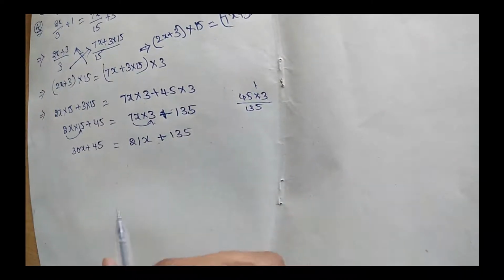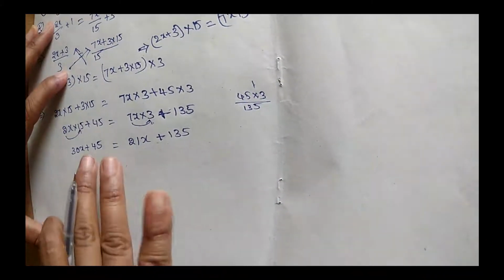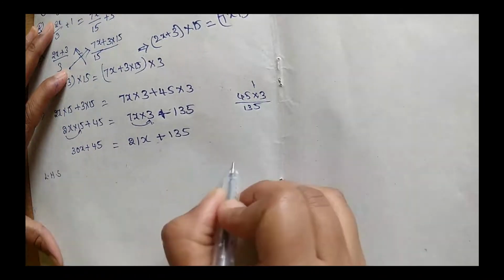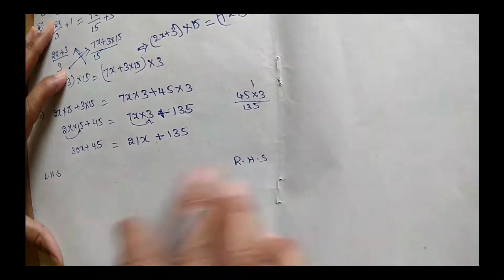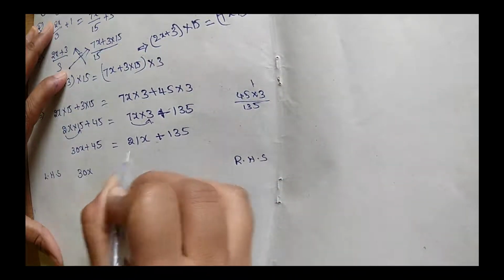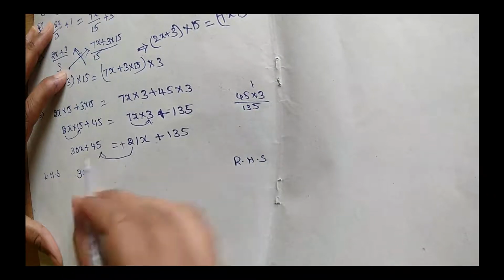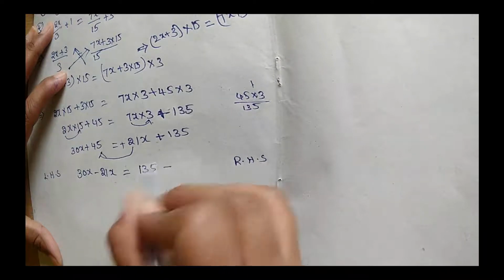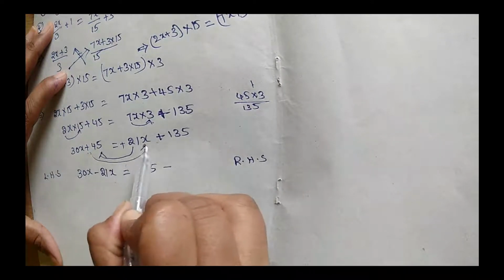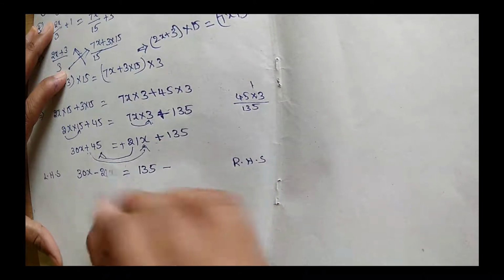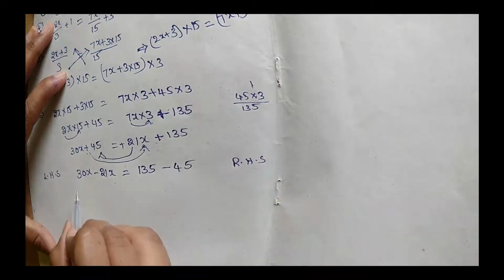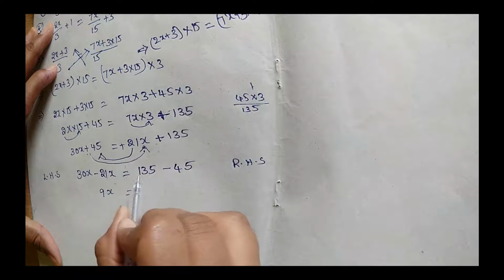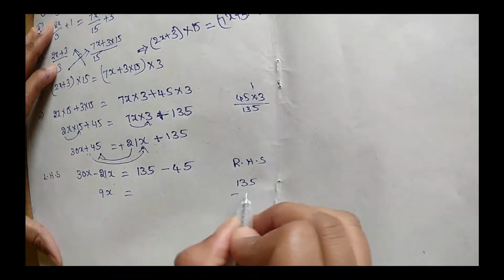Now by taking the variables to one side and the constant values to the other side, this is the LHS and this is the RHS, left hand side and right hand side. I am moving 21x here. This is in plus value, so it becomes negative. 30x minus 21x equals 135, minus, because it is plus 45 on the LHS, when it goes to the RHS it becomes negative, so 45.